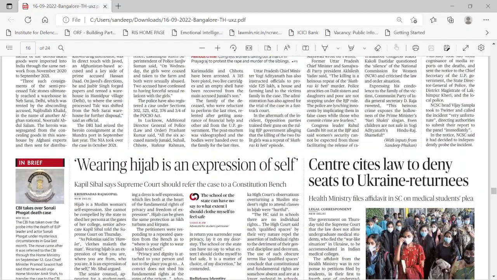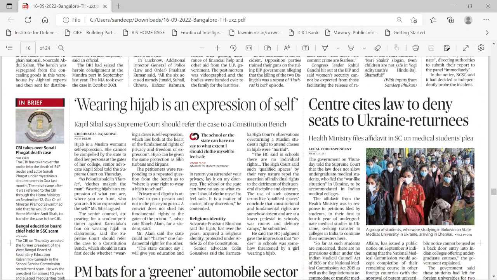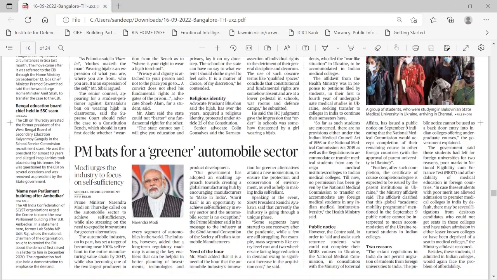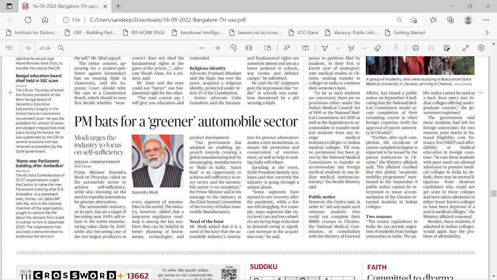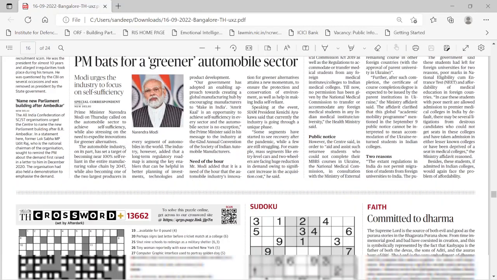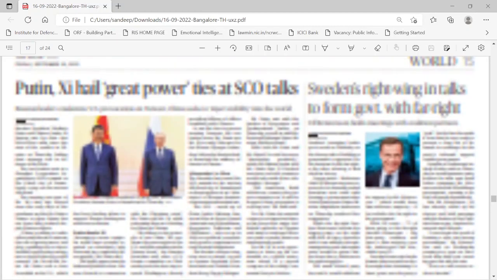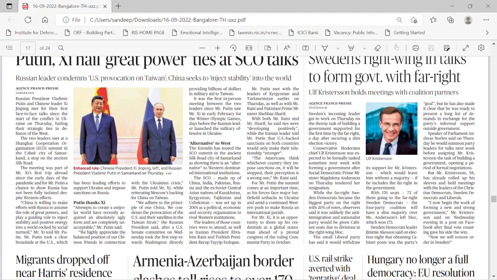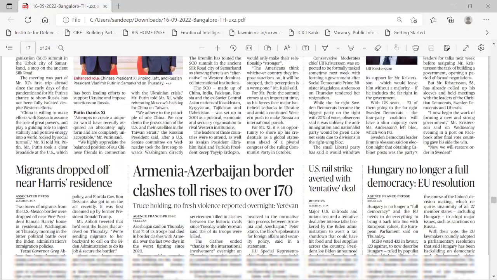Fine. Wearing hijab is an expression of self. The court has not given it yet. Center cites law to deny seats. Not required, guys. PM bats for greener automobile sector. That means automobiles must become more electric over a period of time. So guys, SEO is very important. I would give you 5 minutes time. Read this article once. Tomorrow when Modi starts talking, I'll explain about that issue in detail.